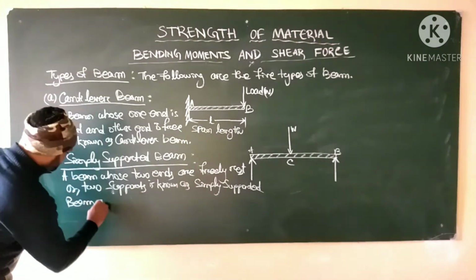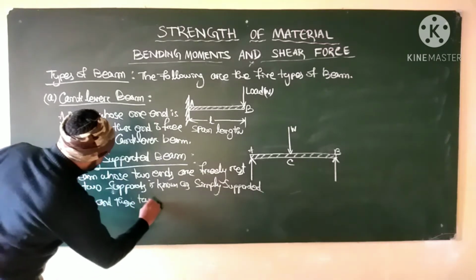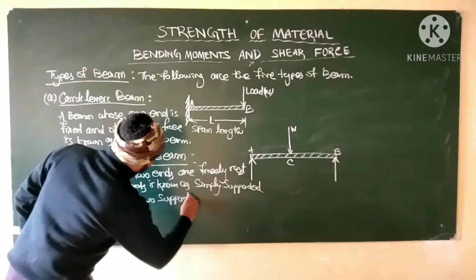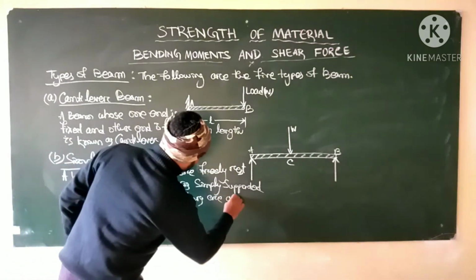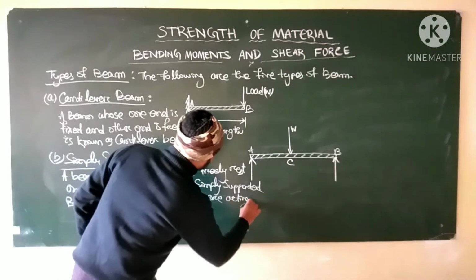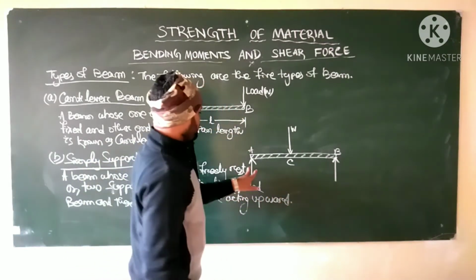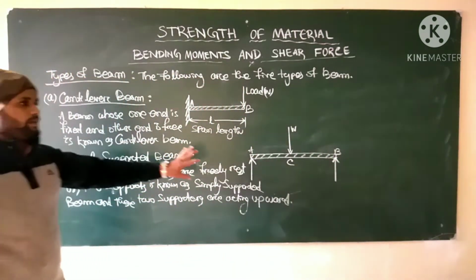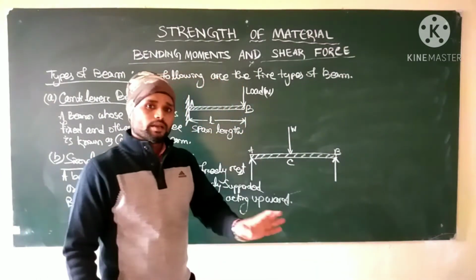And these two supporters are acting upward. Here see the two supporters acting upward. So if a beam has two supporters at the two ends, then you can say simply supported beam.